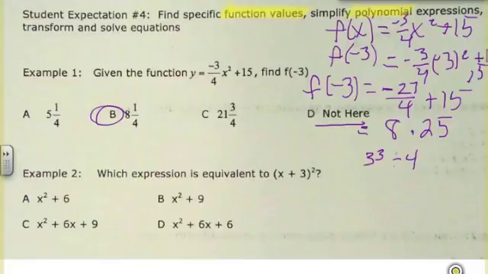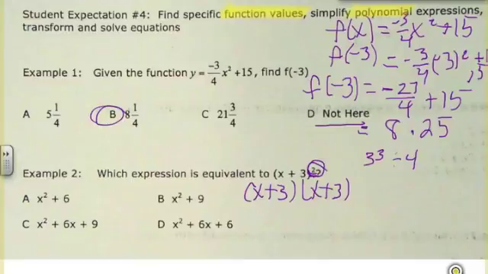The most common mistake with this is thinking you just square everything inside the parentheses. But that's not actually correct, because if you remember, in our polynomials unit, we took what's inside the parentheses and stamped it the number of times that the exponent tells us to. So x plus 3 times x plus 3.